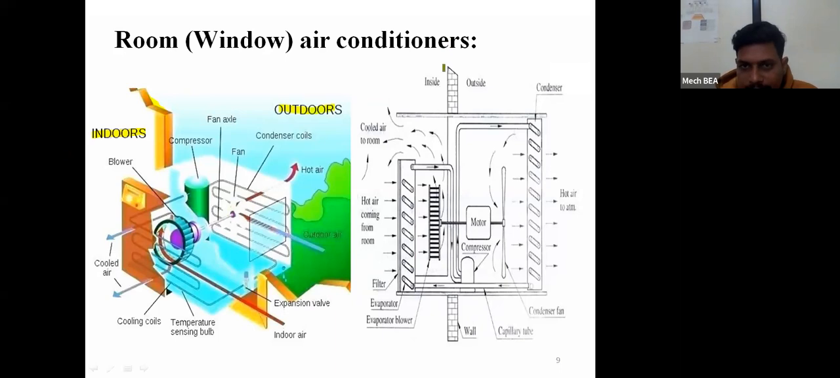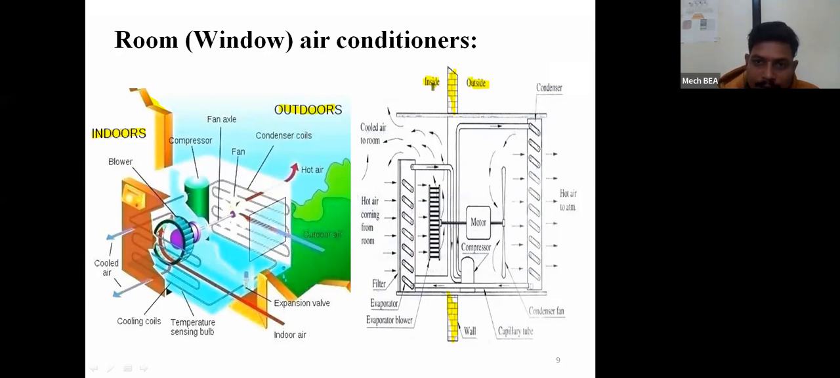So this is the 2D diagram. This is the wall, and inside that wall we have the window, and inside that window we have installed this AC. This is the inside part of the room, and this is the outside part of the room.